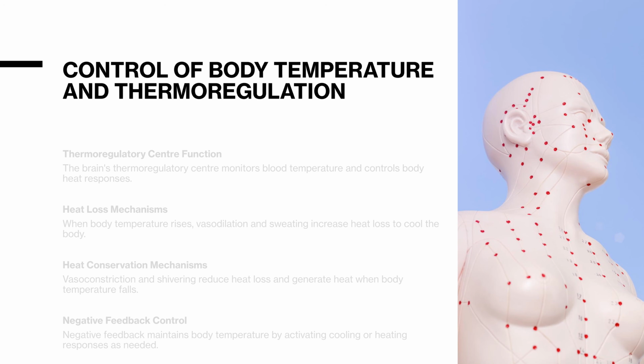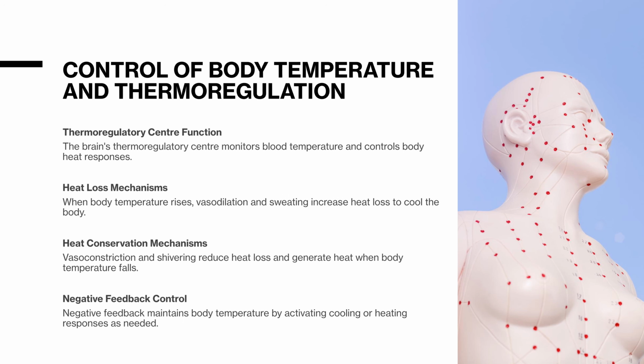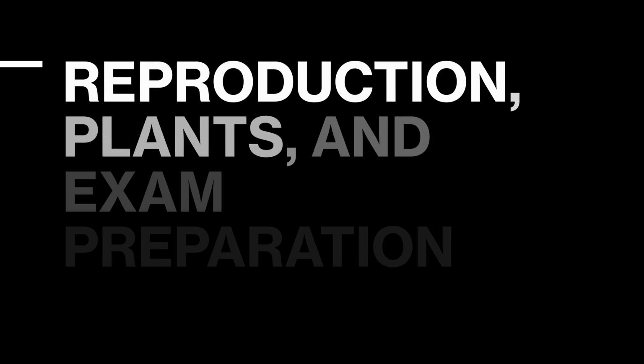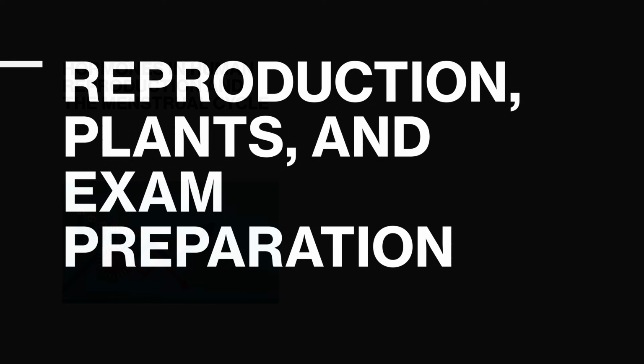Body temperature is tightly regulated around 37 degrees Celsius. Thermoreceptors detect changes, and the body responds by sweating to cool down or shivering to produce heat, as well as adjusting blood flow near the skin. Homeostasis and response exam preparation covers core biology topics including plant reproduction, plant hormones, and human hormonal control.